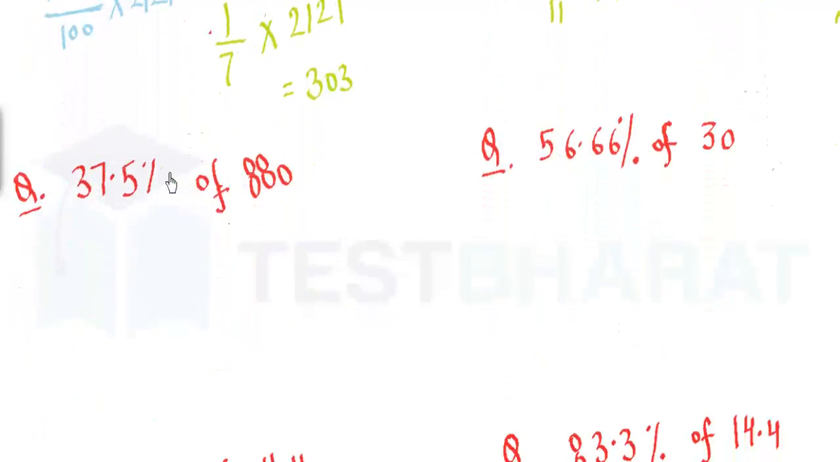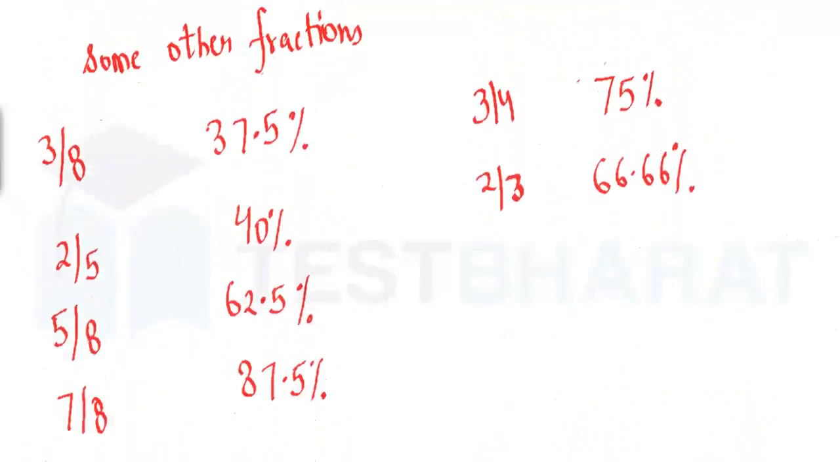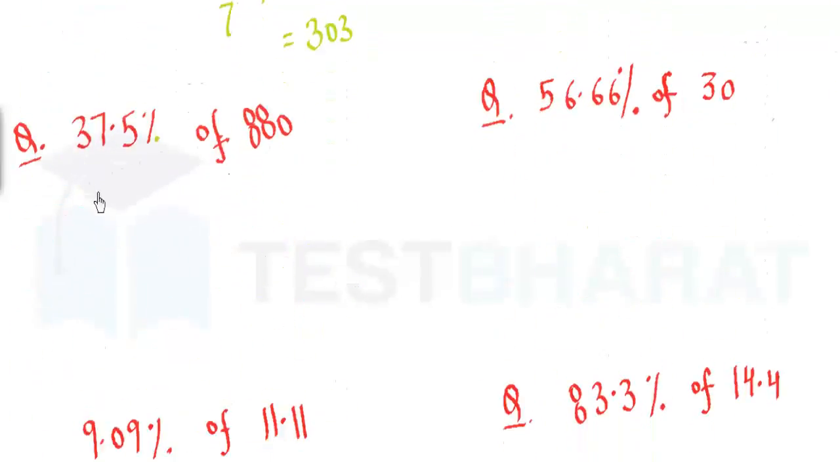Our third question is how to calculate 37.5% of 880. Similarly, we can look at the fractions. 37.5% is 3 by 8. So 3 by 8 into 880. So that will give me 110 for one eighth, and 3 into 110 is 330.